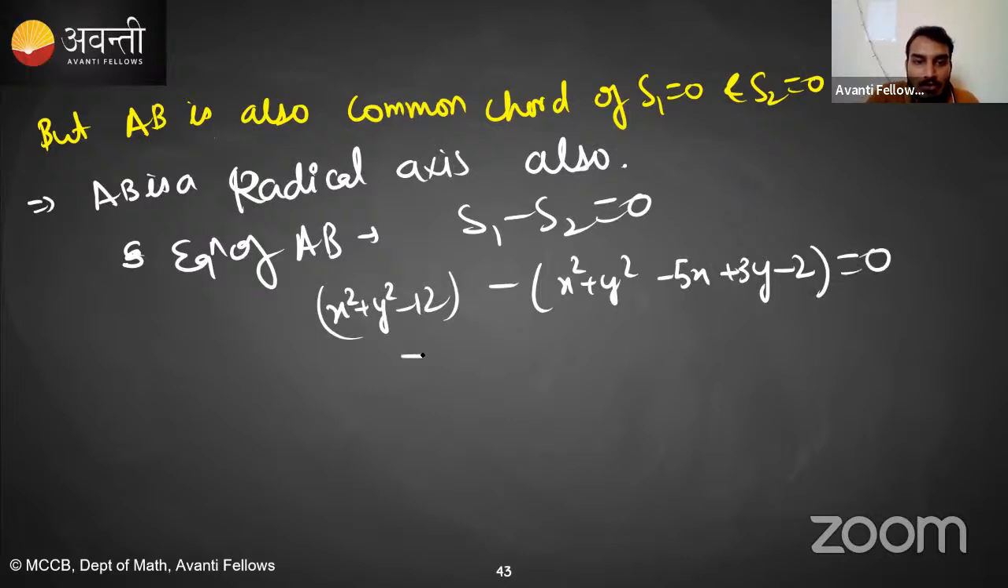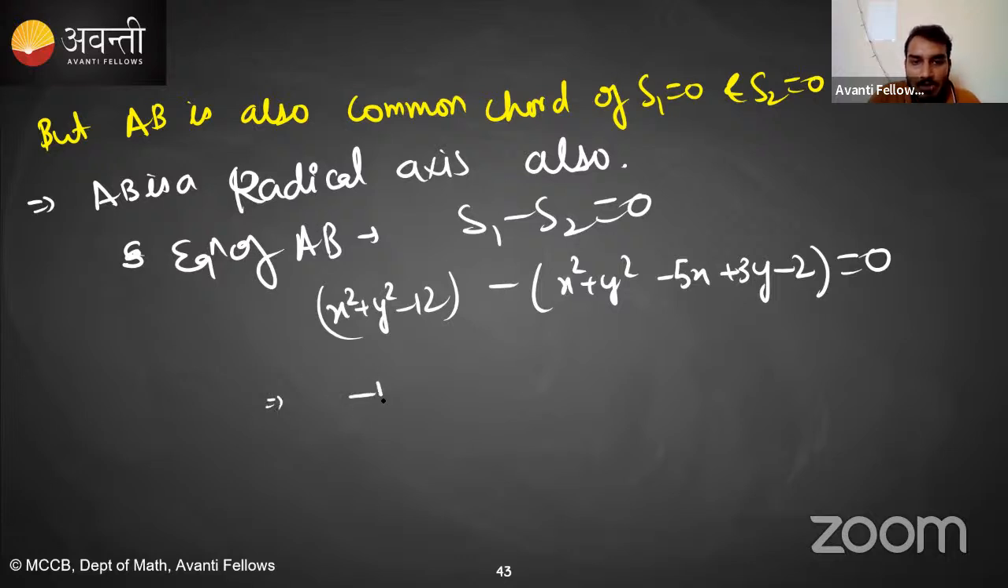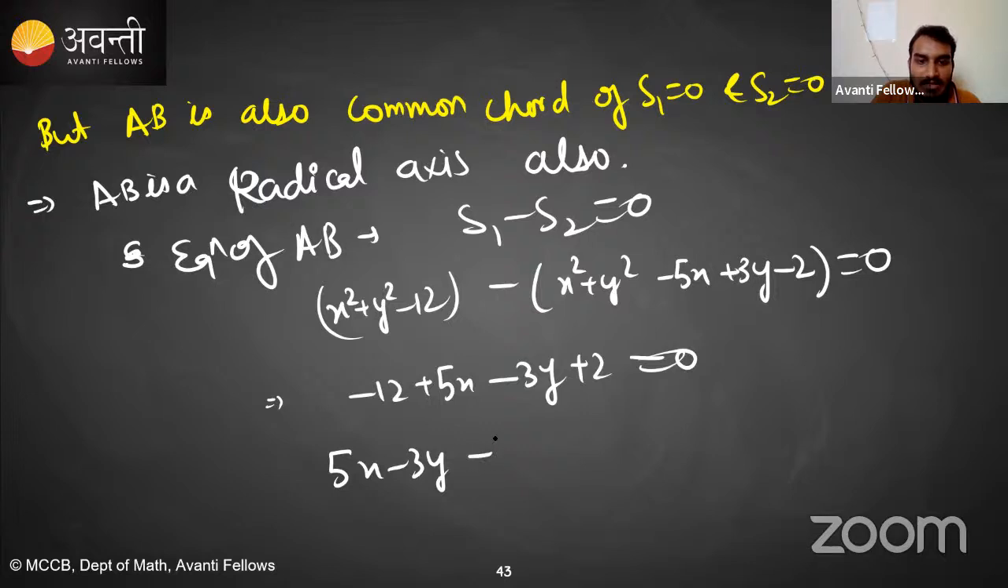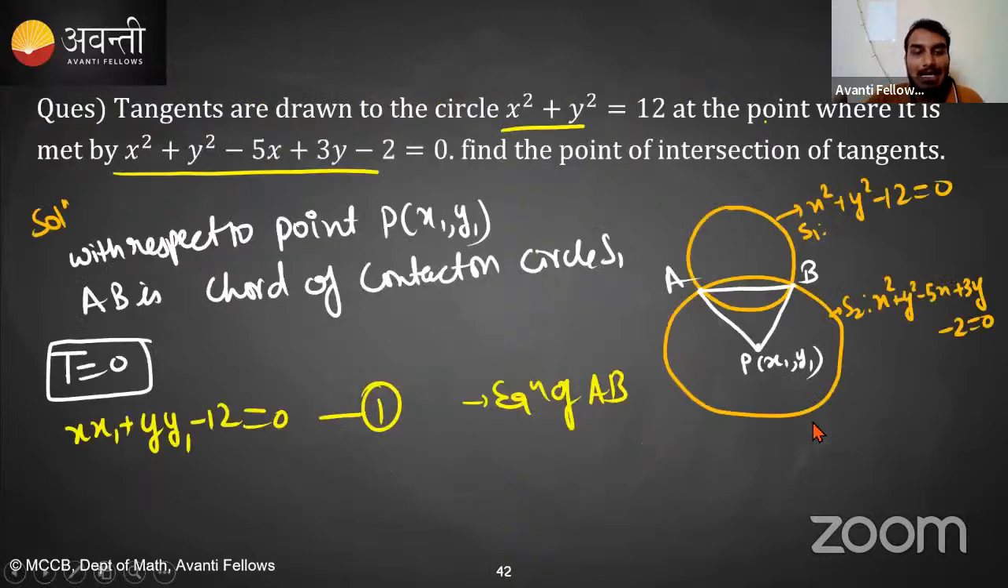Clear? So what are you getting? We are getting minus 12 plus 5x minus 3y plus 2 is equal to 0. So 5x minus 3y minus 10 is equal to 0. This is equation 2. This is also the equation of AB. So both equation 1 and 2 are representing the equation of AB only. Yes or no? So it implies the first equation and the second equation are exactly identical.